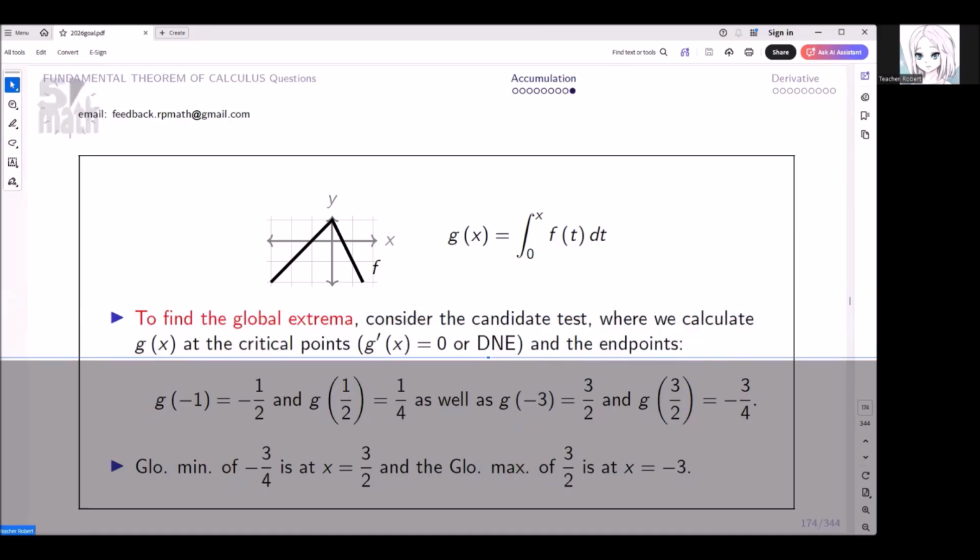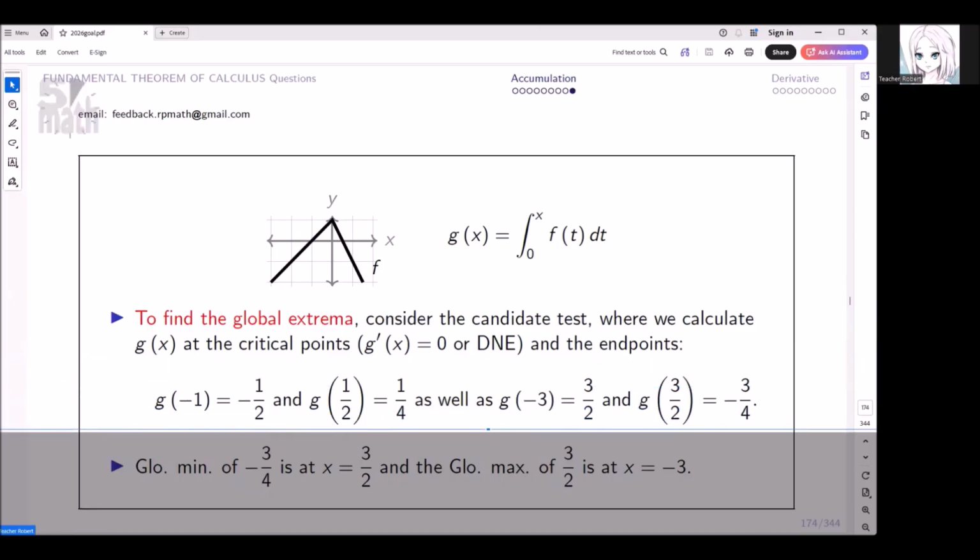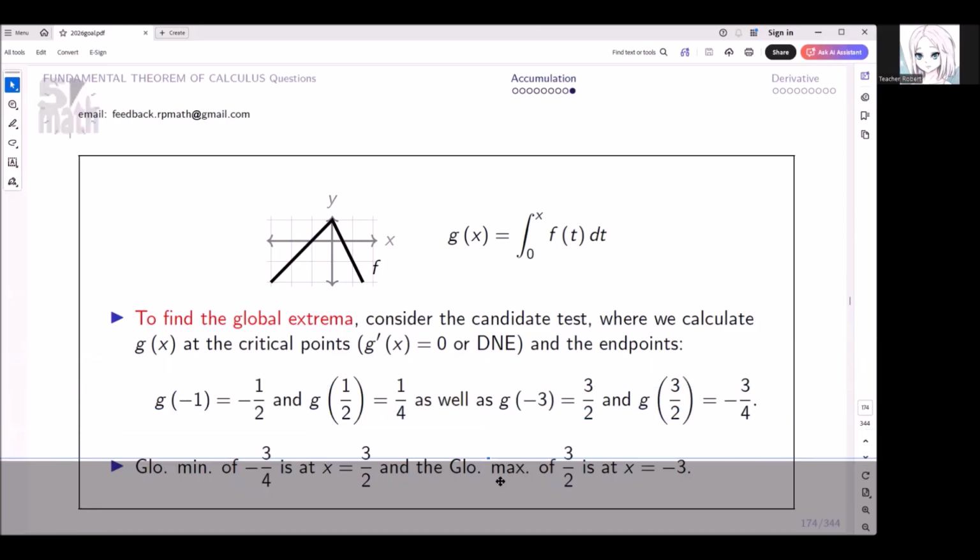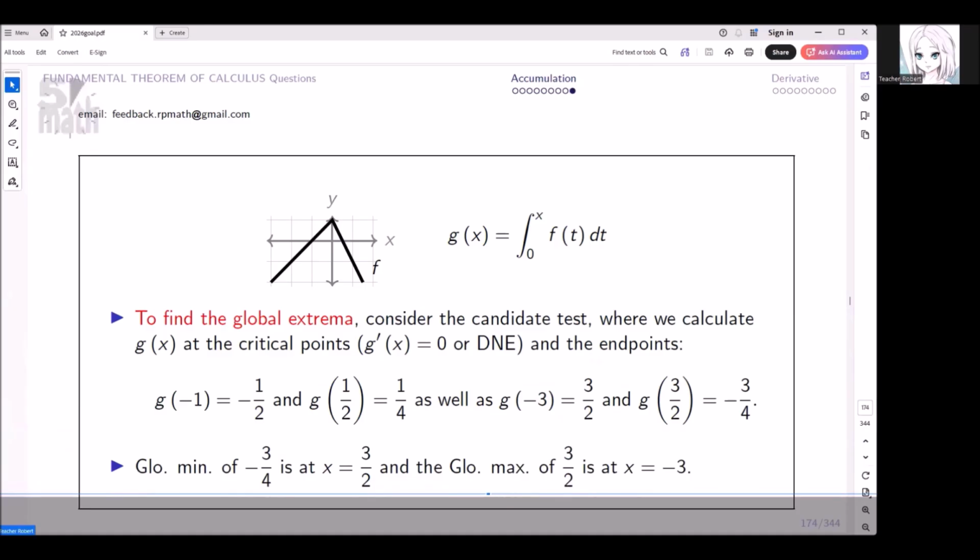To find the global extrema, consider the candidate test, where we calculate g of x at the critical points, g prime of x equals 0 or does not exist, and the endpoints. We get the following. Global minimum of -3/4 is at x equals 3/2, and the global maximum of 3/2 is at x equals -3.